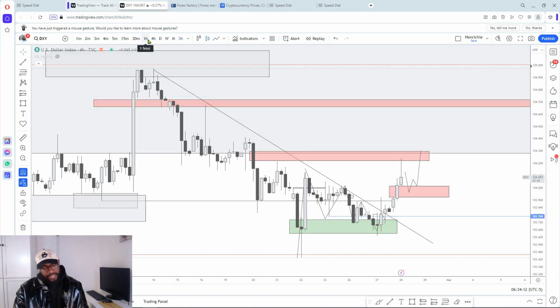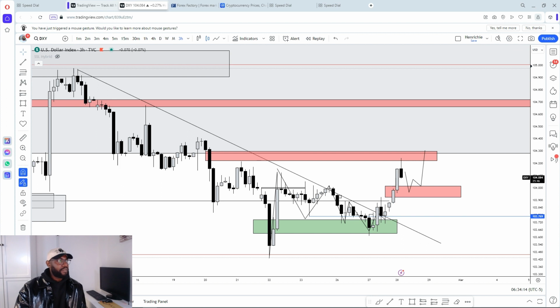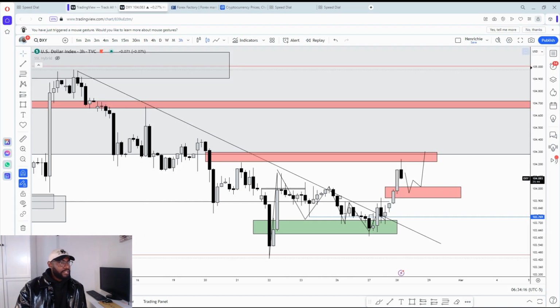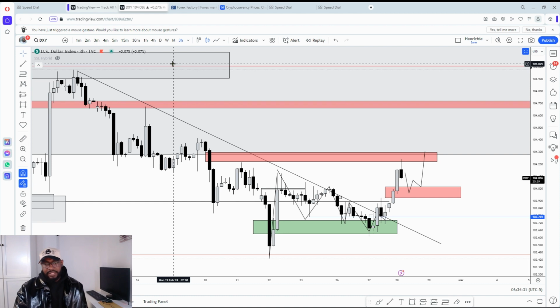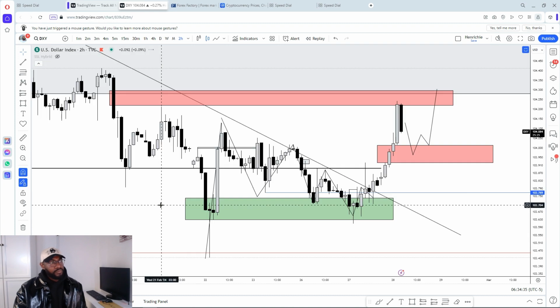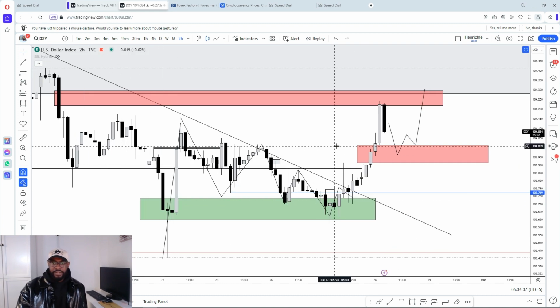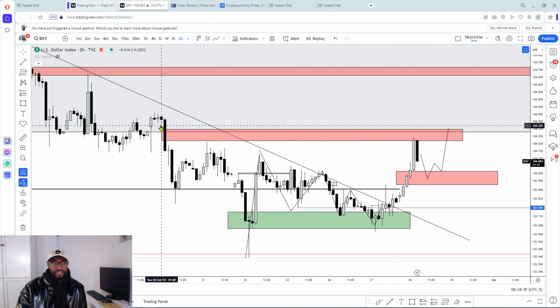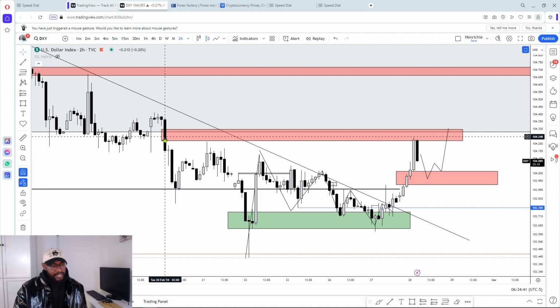We'll scale down to 3-hour time frame to see what the 3-hour time frame is doing. And on the 3-hour time frame, we can see clearly right here inefficiency, and we also have this previous bodies of the candles right here before we trended to the downside. So we look at 2-hour time frame to see what 2-hour time frame is showing us as well. And on the 2-hour time frame, there isn't really so much to work with besides just this inefficiency we mitigated.